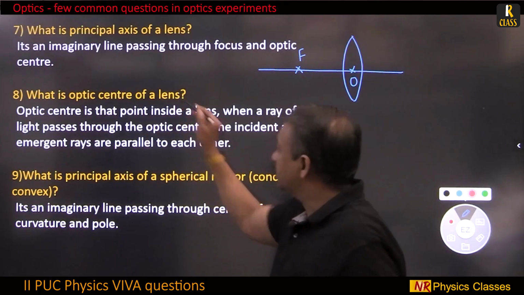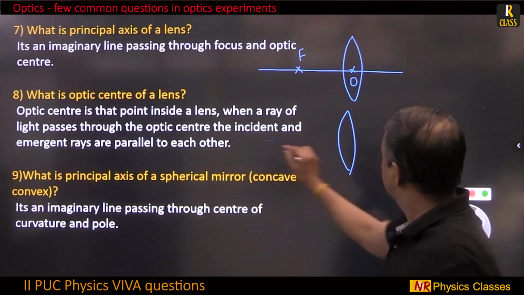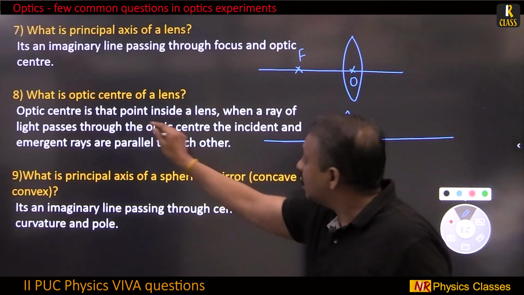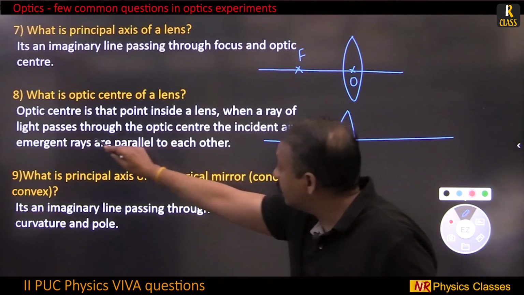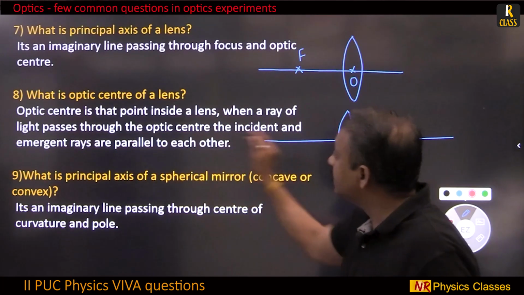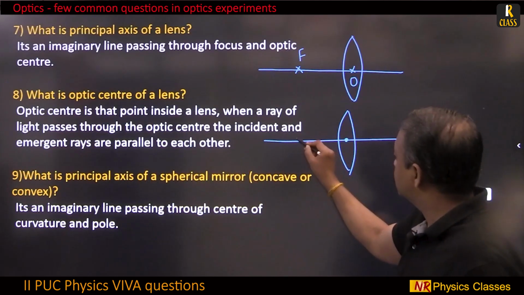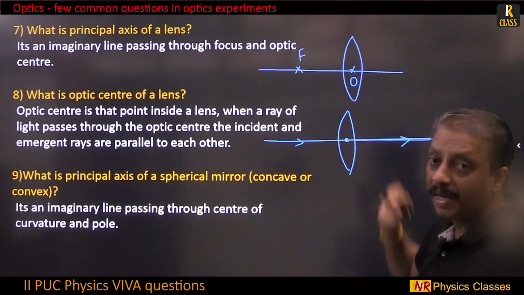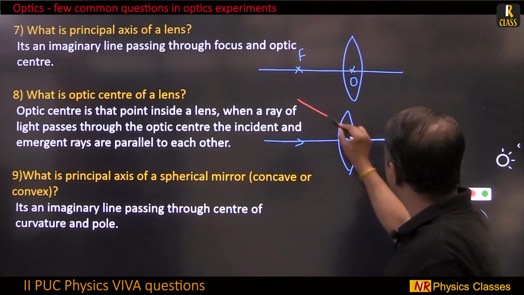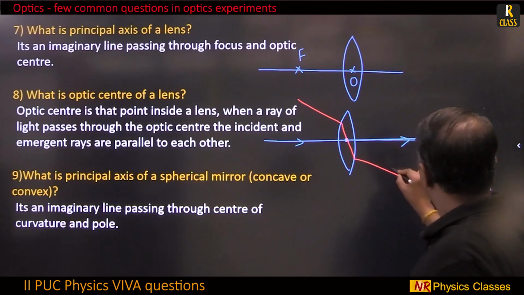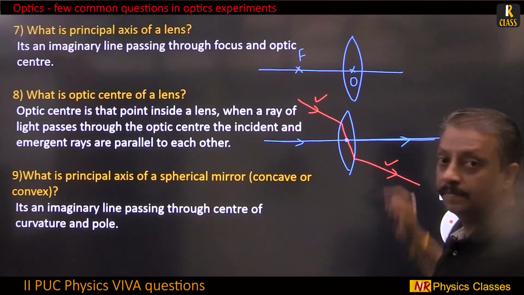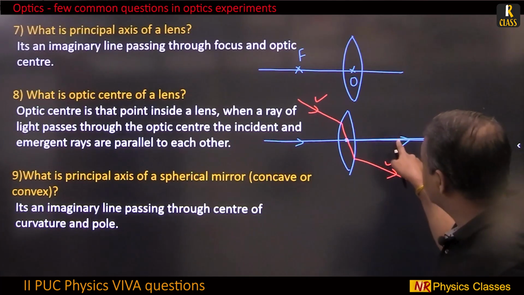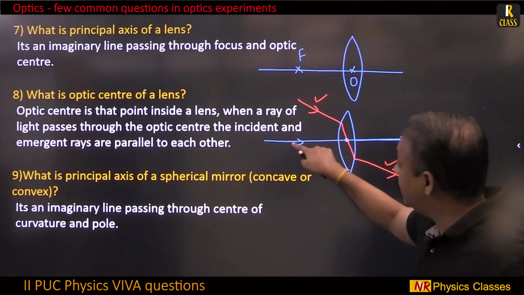What is optic center of a lens? This is optic center. Is that point inside a lens? When a ray of light passes through the optic center, the incident and emergent rays are parallel to each other. This is incident ray, this is emergent ray. This light is passing through the optic center, so these two are parallel. Now, if I consider this ray, it passes through this, and these two are parallel to each other. So it is that point inside a lens where incident ray and the refracted ray are parallel to each other when the light is passing through that point.